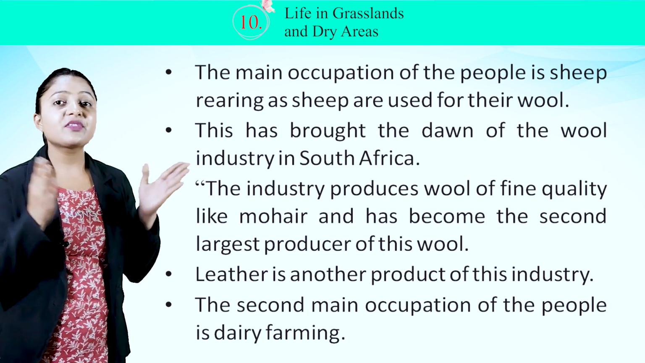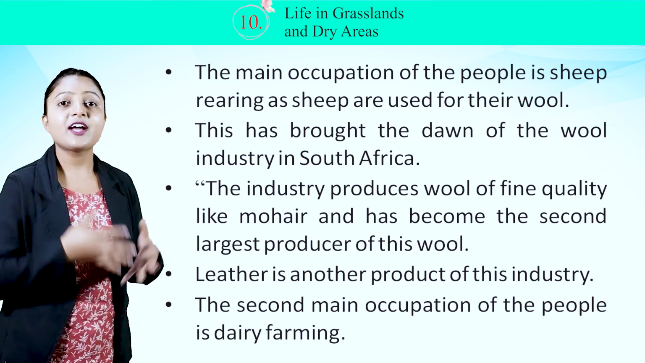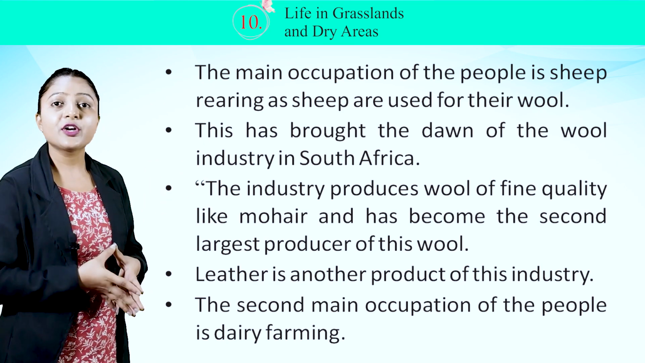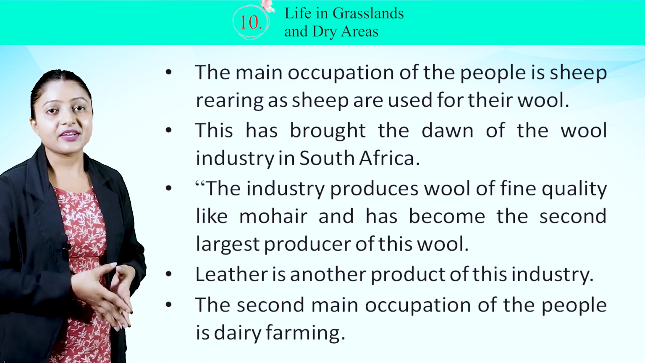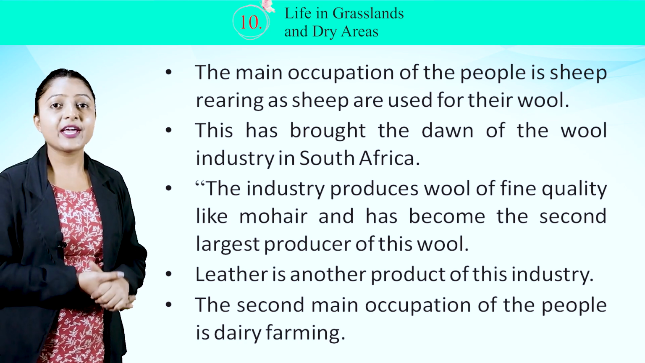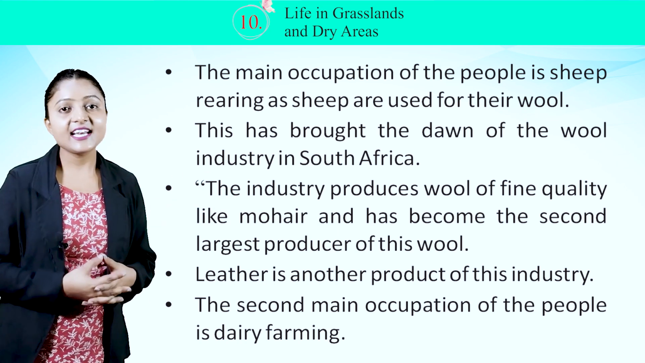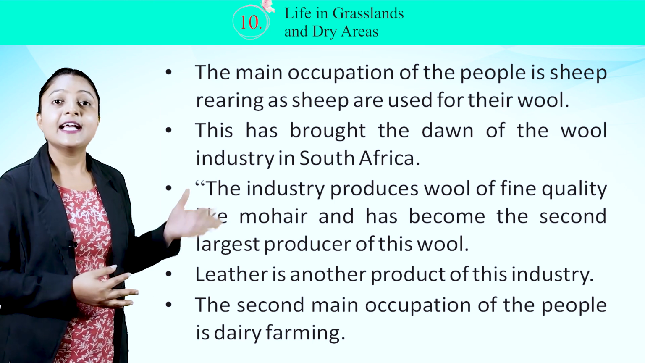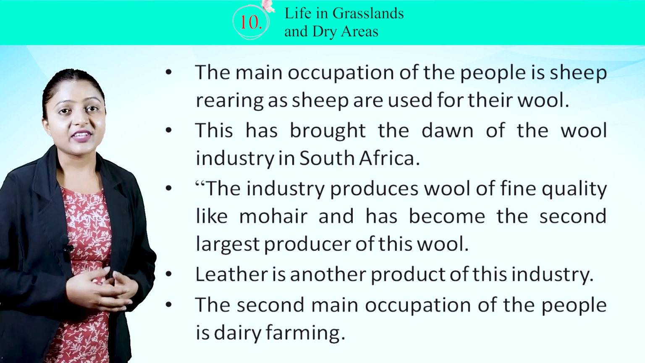The main occupation of the people is sheep rearing as sheep are used for their wool. This has brought the dawn of the wool industry in South Africa. The industry produces wool of fine quality like mohair and has become the second largest producer of this wool. Leather is another product of this industry.